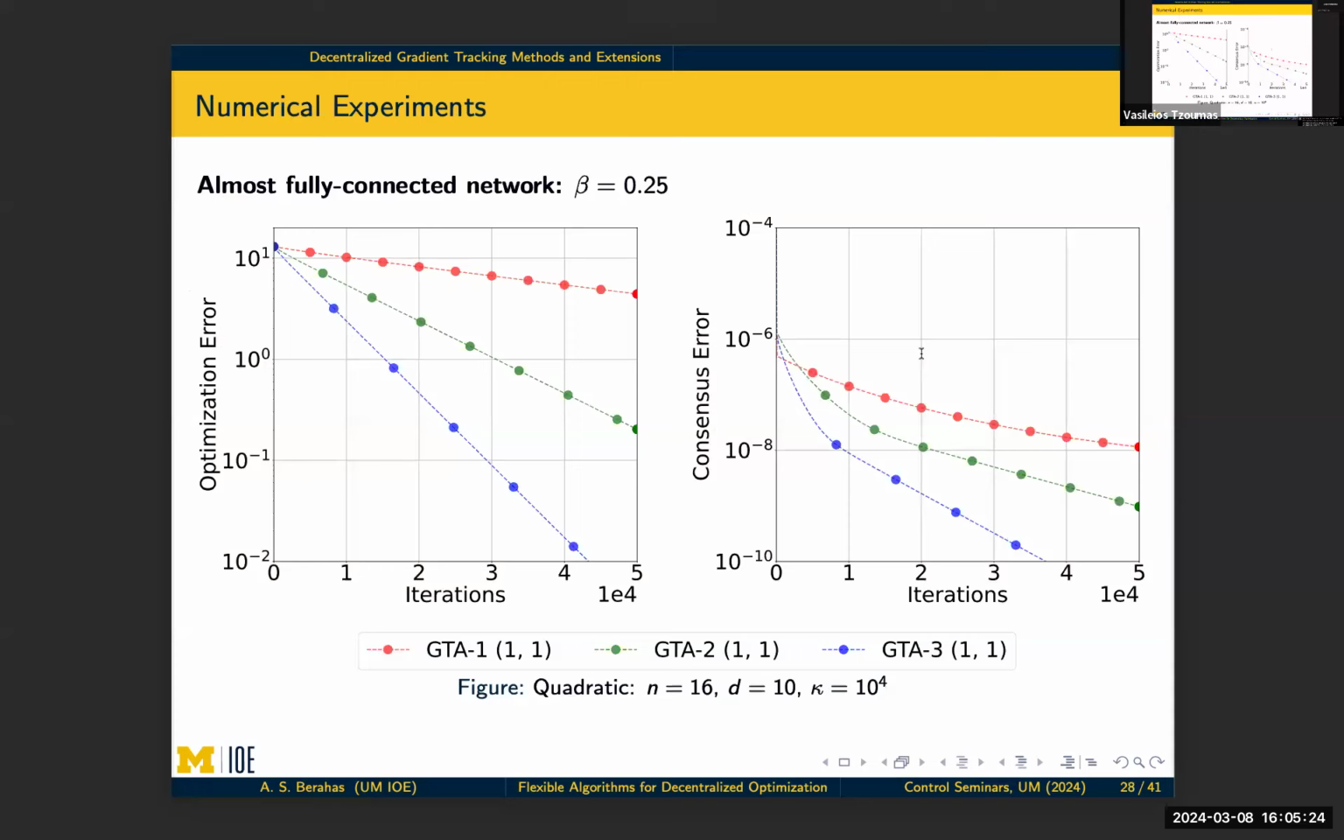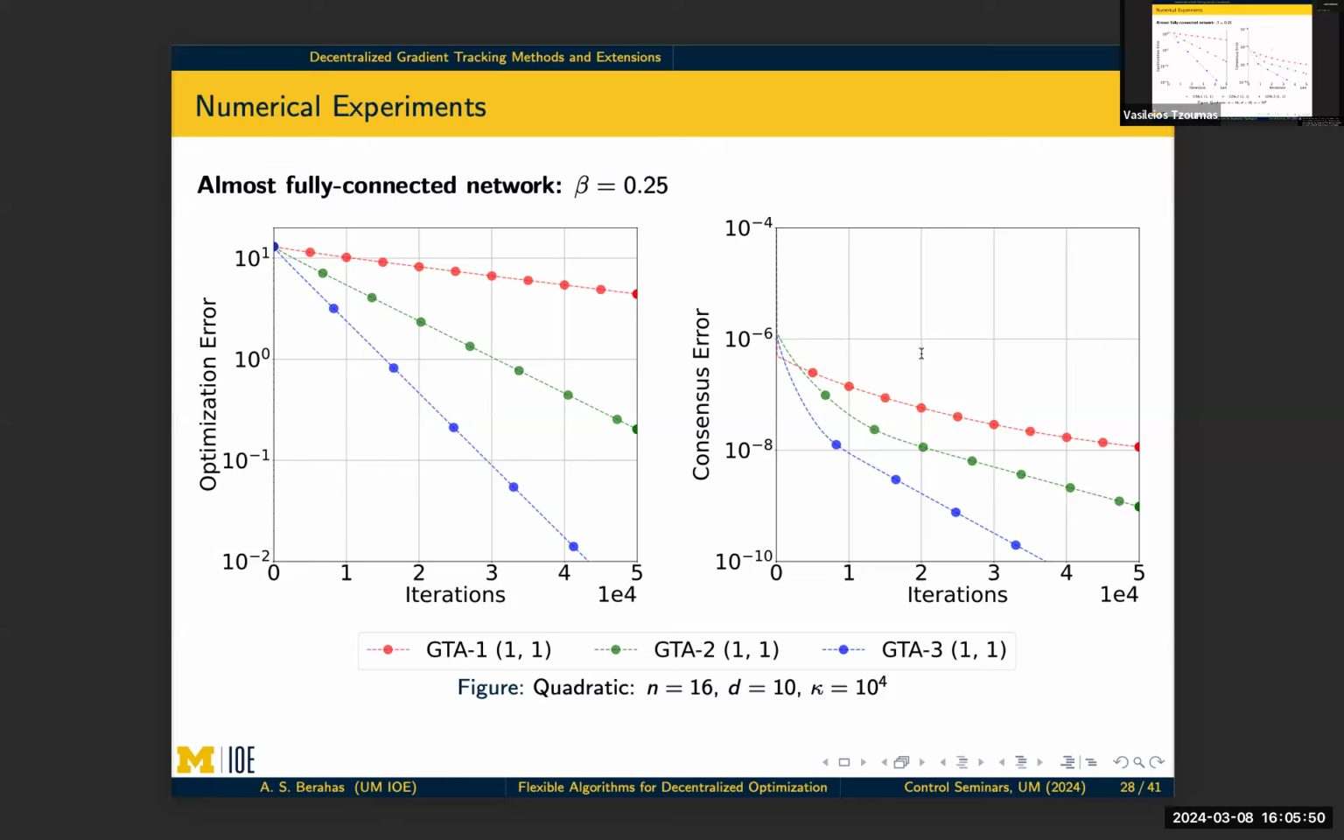I'm not lying, or at least this experiment verifies, and I do believe that the proofs are great. And so what we have here is optimization error and consensus error. So think about the first term in that R vector and the second term in that R vector. And what we see is that GTA 3, which is the blue, is performing better in terms of iterations than both green and red, which are GTA 2 and GTA 1. And this is on a network that's almost fully connected.